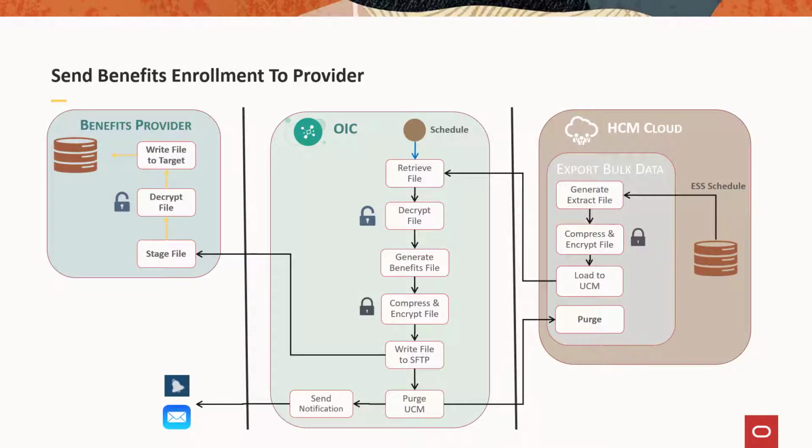And so an example of where we've seen this is where we've been sending benefits enrollment to a provider. In this case, we're generating extract files in HCM, and we might get multiple of those files. We retrieve them from within OIC, decrypt them, generate the benefits file, compress and encrypt that, and then we write that out to the benefits provider. Now, this works great if there's only one file or a small number. If there's a large number, then we end up looping, and this can take a long time. So we may want to make this run in parallel by using async, or we might want to defer the scheduling by doing a run now, or limiting the number of files we read at a time.